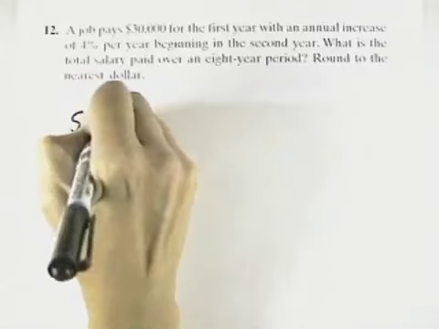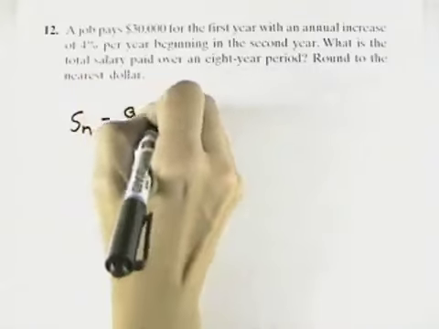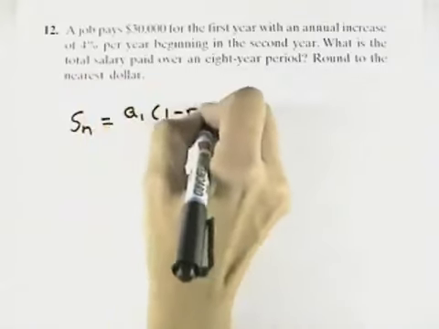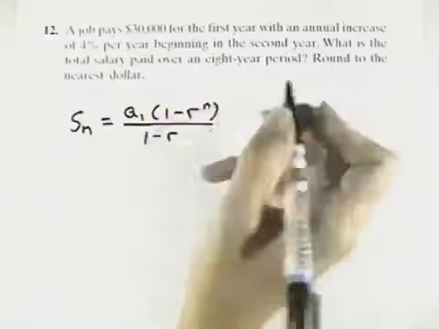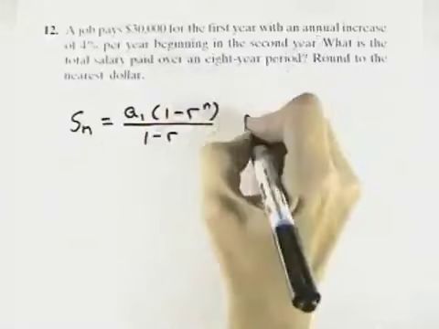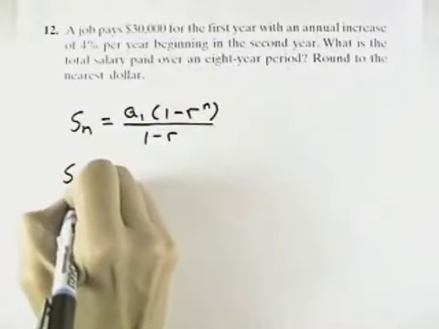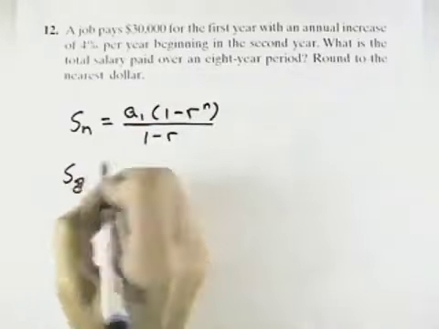And so the sum of the first n terms will equal the first term times 1 minus the common ratio raised to the number of terms that you're adding, divided by 1 minus that common ratio. Since we're looking for an 8-year period, we're looking for S of 8, the sum of the first 8 years.